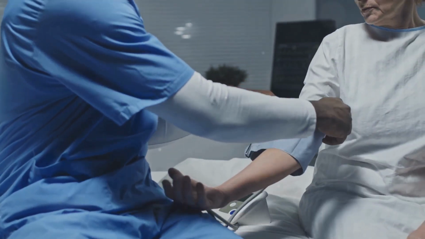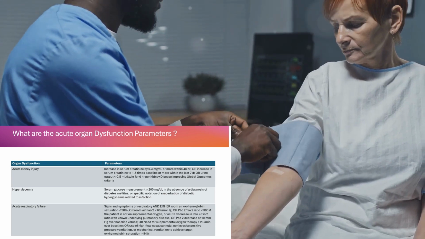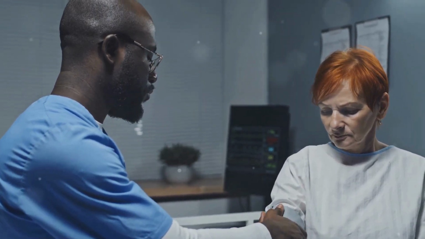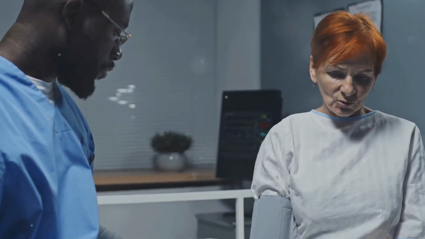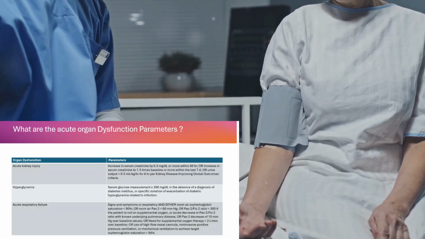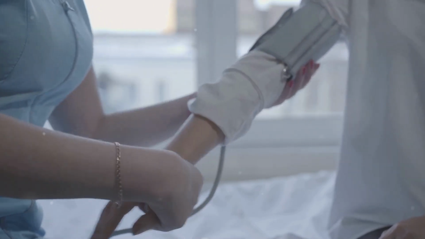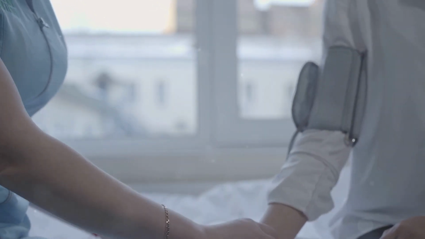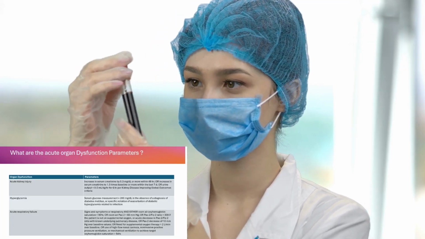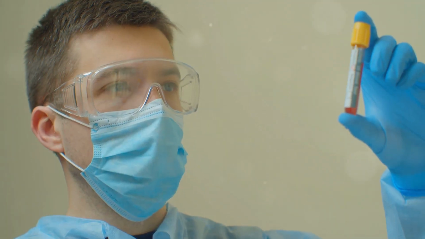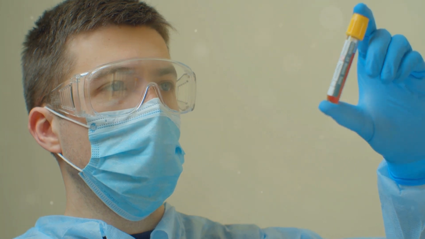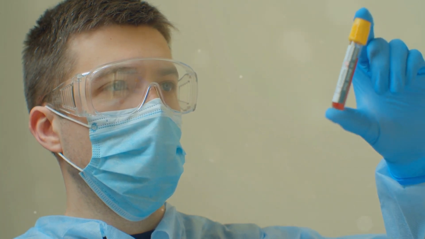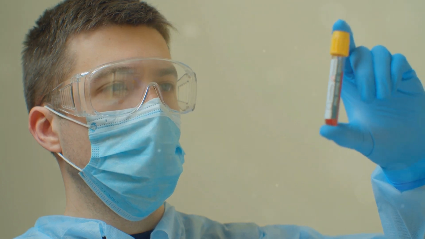Arterial hypotension is defined as a systolic blood pressure less than 90 millimeters of mercury or a mean arterial pressure less than 65, or a decrease in systolic blood pressure by more than 40 millimeters of mercury from baseline, or the initiation of a new vasopressor infusion. Acute kidney injury is identified by an increase in serum creatinine by 0.3 milligrams per deciliter or more within 48 hours, or an increase in serum creatinine to 1.5 times baseline or more within the last 7 days, or urine output less than 0.5 milliliters per kilogram per hour for 6 hours, per Kidney Disease: Improving Global Outcomes criteria.